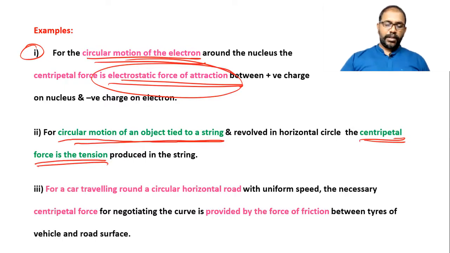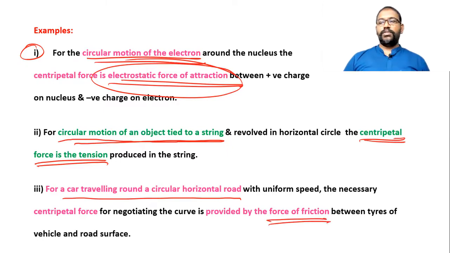Third example, for a car traveling around a circular horizontal road with uniform speed, the necessary centripetal force for negotiating the curve is provided by the force of friction. You know that without force of friction on the curved path, it's very difficult for a vehicle to take the turn. So the necessary centripetal force in the case of a vehicle traveling on a curved path is friction.